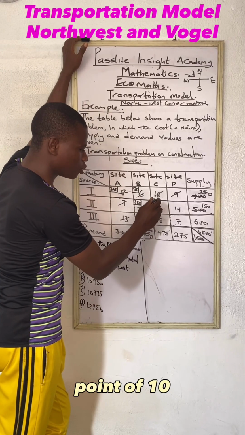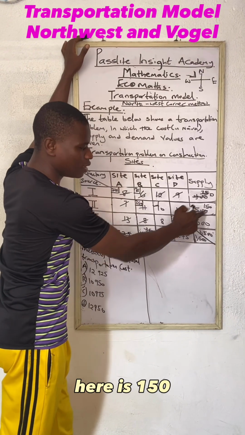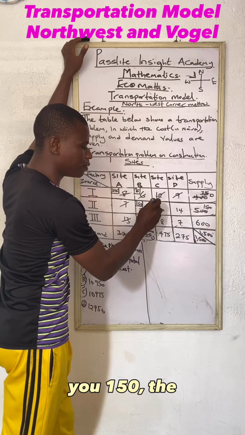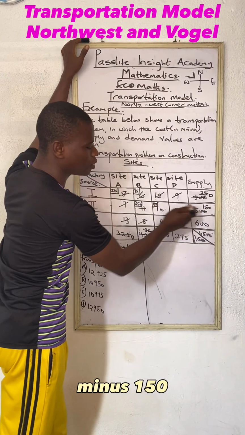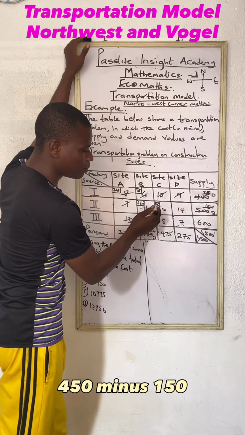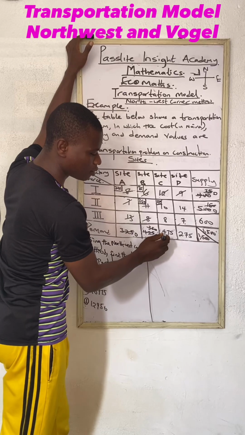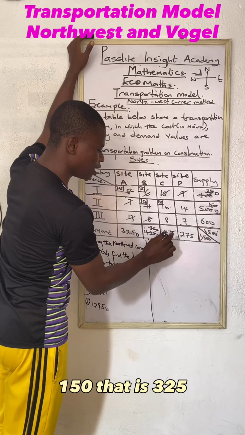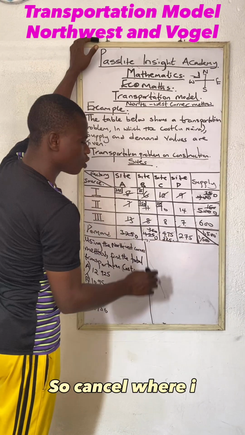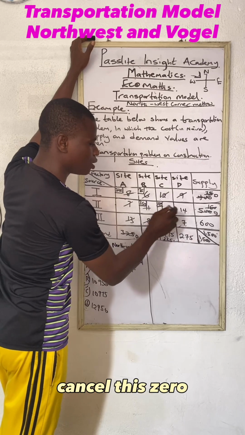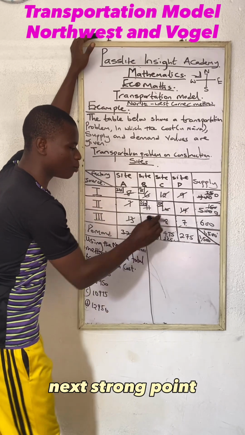We're having at this point the 10. So here is 475, here is 150. I'm going with the 150, the smallest number. So 150 minus 150 is 0. 450 minus 150, this is 150, that is 3. So if you remove 150 here, that is 325. So cancel everywhere it's 0. So let's go to the next one, the 8.